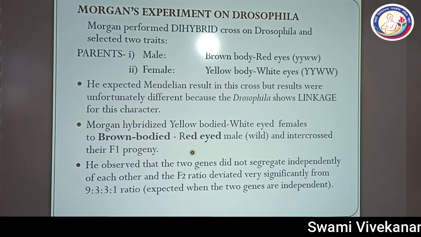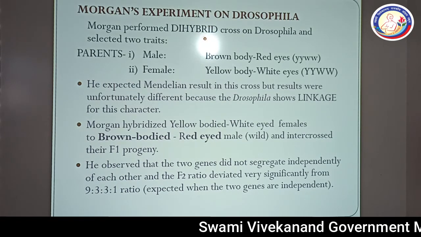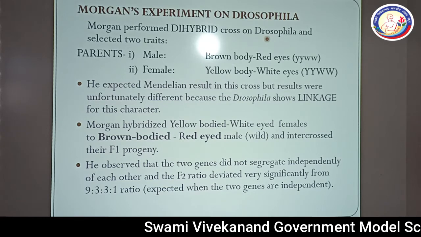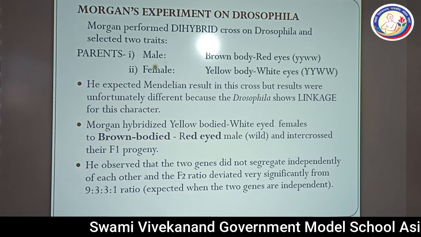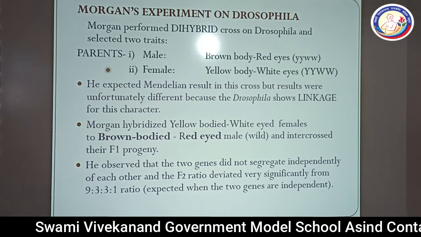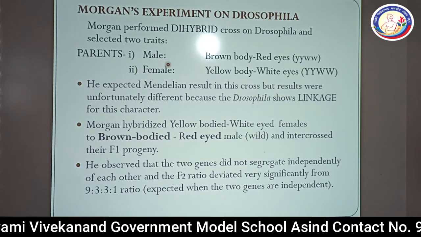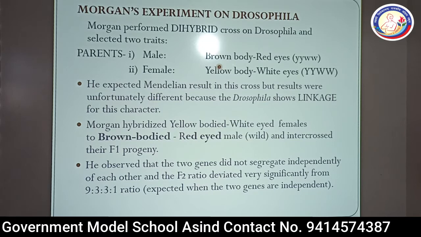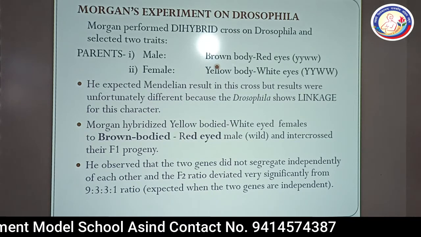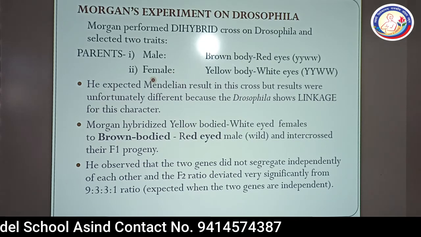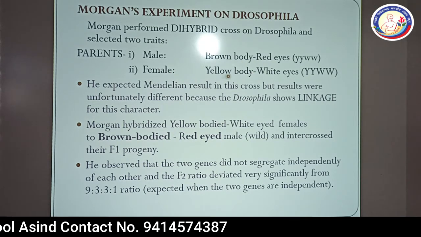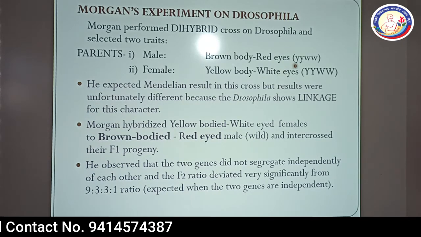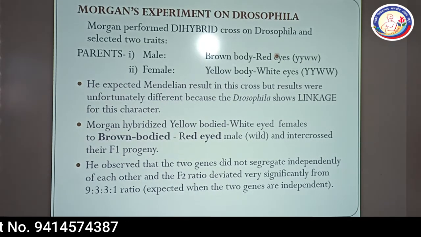The next is Morgan's experiment on Drosophila. Basically, Morgan performed a dihybrid cross using Drosophila, and he selected two traits. First of all, we will discuss the parents. The first parent, the male, was brown-bodied and red-eyed. The body color of the male insect was brown and the color of the eyes was red. What about the female? The body color of the female was yellow and the color of the eyes was white. It is shown by small y, small w, small w. On the other hand, the dominant character is YYWW.